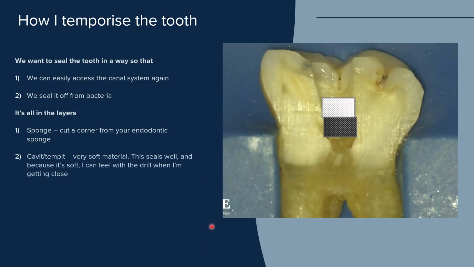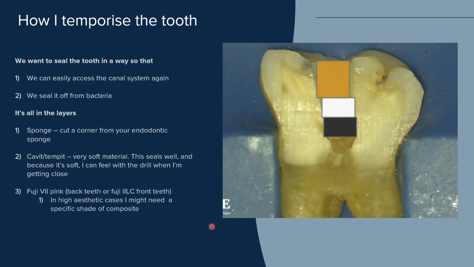And then we use Cavit or Tempit or Quartzol, different brands, but you just need your temporary material. This seals off the area, so you pack it in there, and it's soft, and it does set a little bit when you come to your next appointment. But the reason we want something soft is because when I drill through this Fuji layer or this composite layer, depending on the tooth, and we'll talk about composite in a sec, I want to be able to drill hard, and then plop, it goes into the softer material, and then I know I'm very close to the sponge.